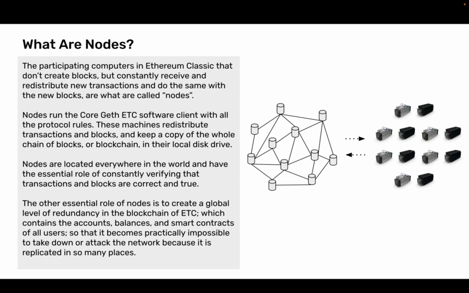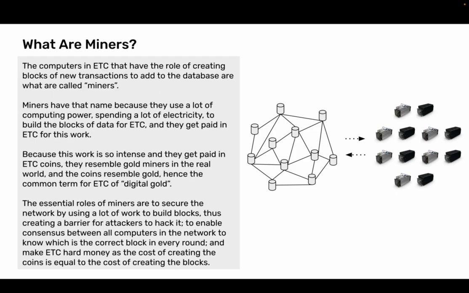The other essential role of the nodes is to create a global level of redundancy in the blockchain of ETC, which contains the accounts, balances, and smart contracts of all users, so that it becomes practically impossible to take down or attack the network because it is replicated in so many places.